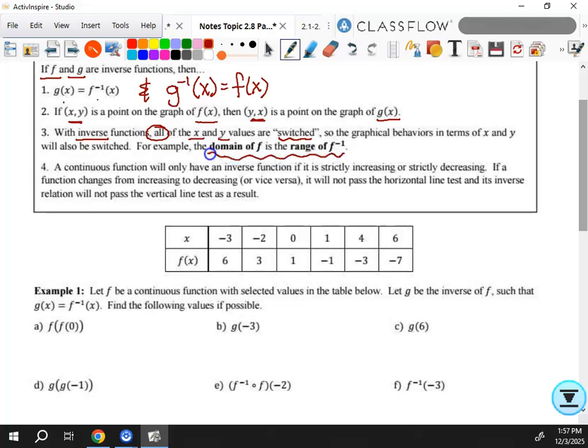And that's what this says. The domain of f is the range of f inverse. So if all I have is f, I find the domain and range, I know what they are for the inverse, I just have to switch them. Okay? We okay with that?